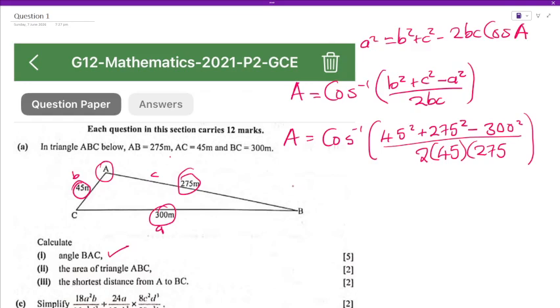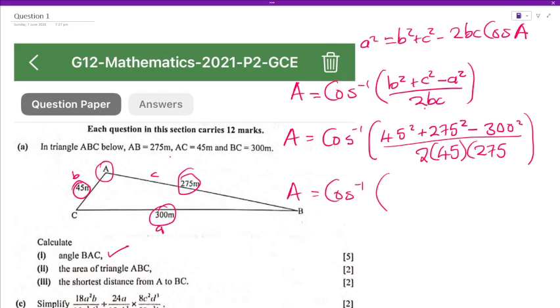So we're going to punch what we have there on our calculator. Cos inverse, so I'll punch everything on top. I'll say 45 squared plus 275 squared minus 300 squared. That's everything I have as a numerator inside the brackets.